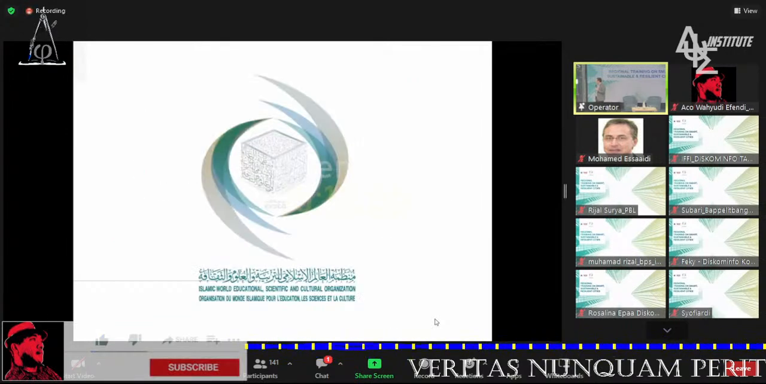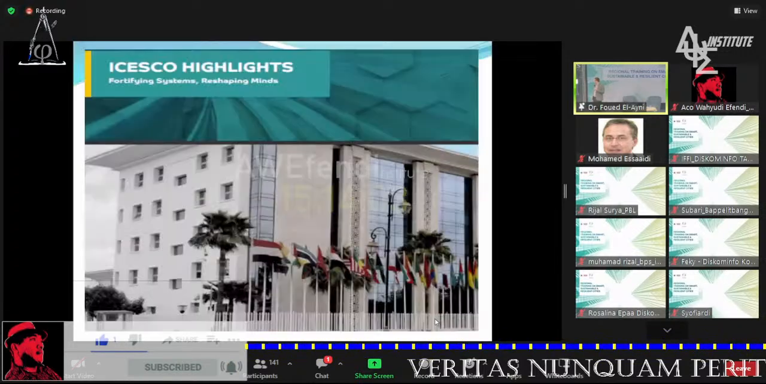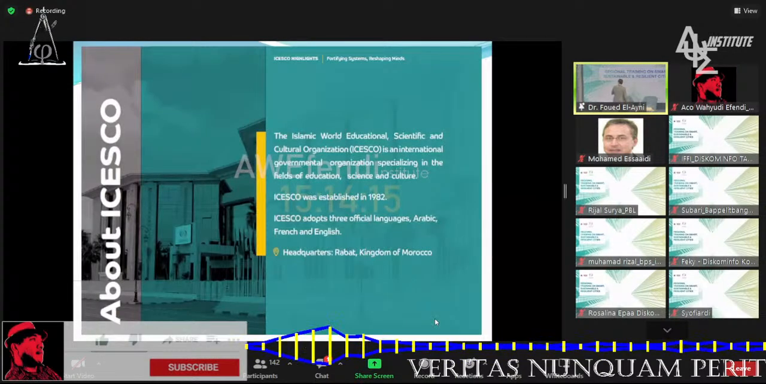So this is our logo, as you all see here in all the leaflets. And this is our headquarters in Rabat. You can see that for each country we have the flags. This is an international organization. We have 54 member states.